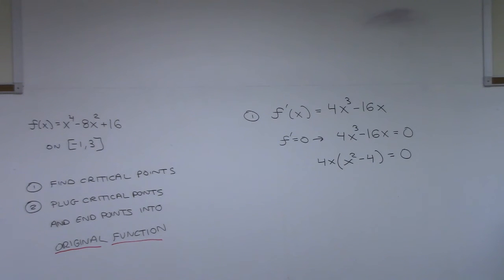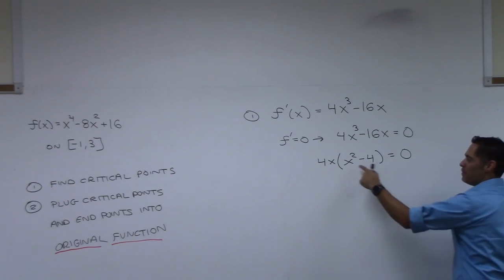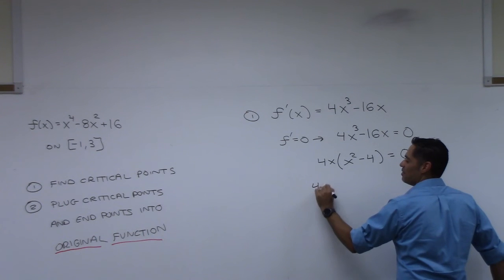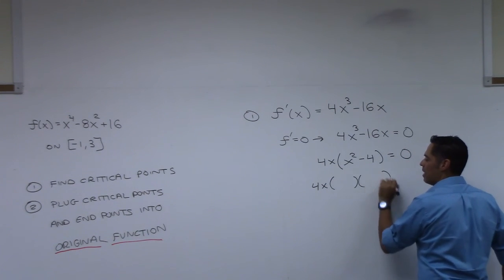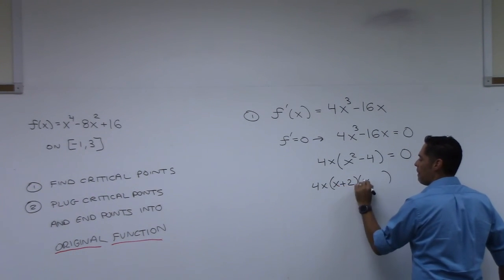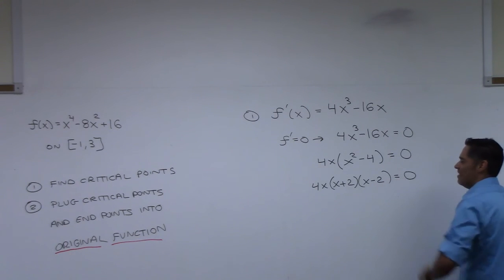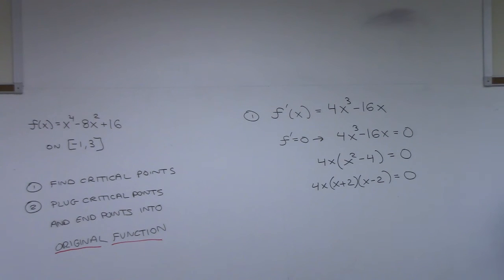Anybody recognize x squared minus 4? It's a plus and minus 2. That's called difference of squares. So this is a difference of squares. This is 4x, and then this becomes two things, x plus 2 and x minus 2.